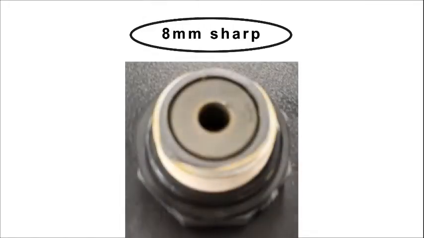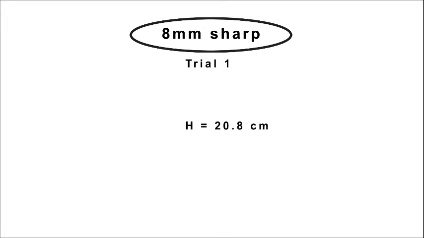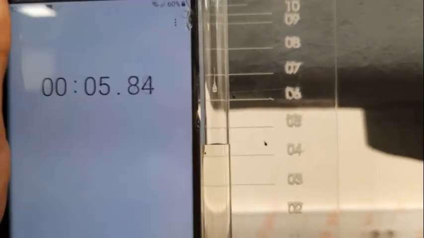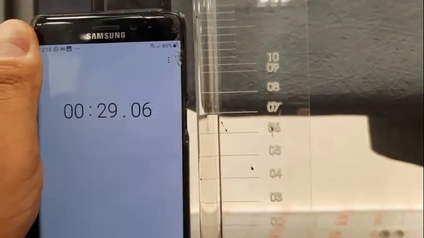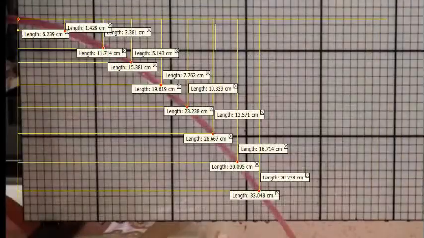The 8 mm sharp orifice. In the first trial, the height was 20.8 cm. And here is the flow characteristics for this trajectory.